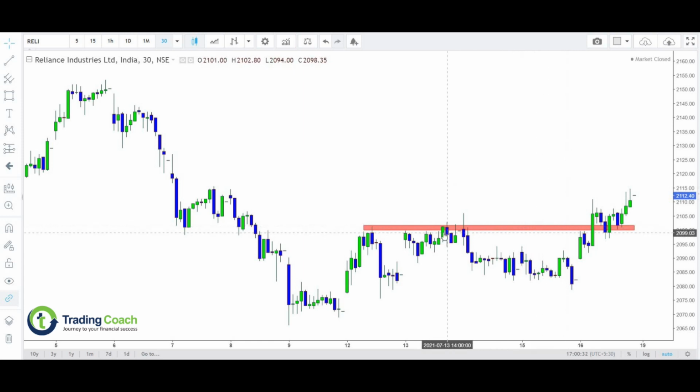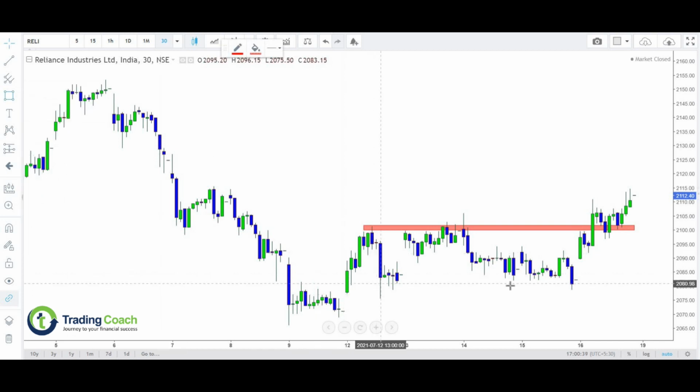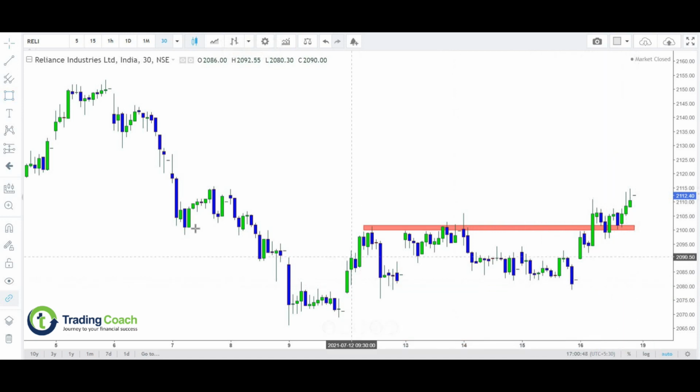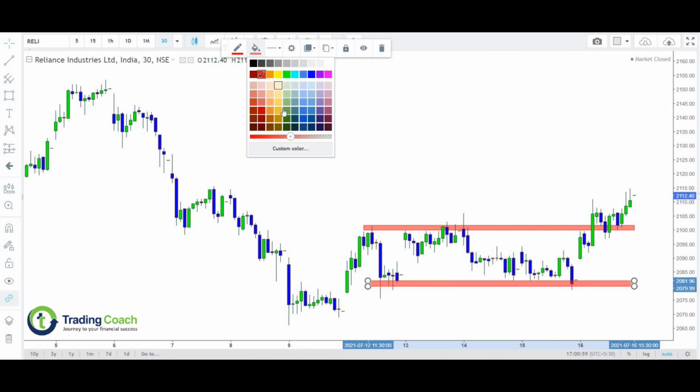All right. So just like we have drawn the resistance zone, we can also draw the support zone. So we have a support over here. We can see a very good support level. Let me just draw that. So I can see a very good horizontal support and horizontal resistance right now. So let me just draw it one more time and let me change the color. For support, I will keep a green color.